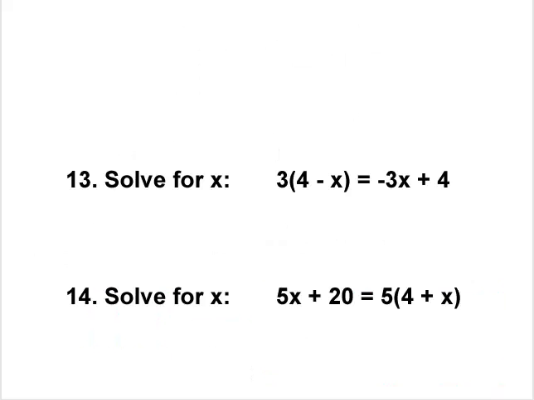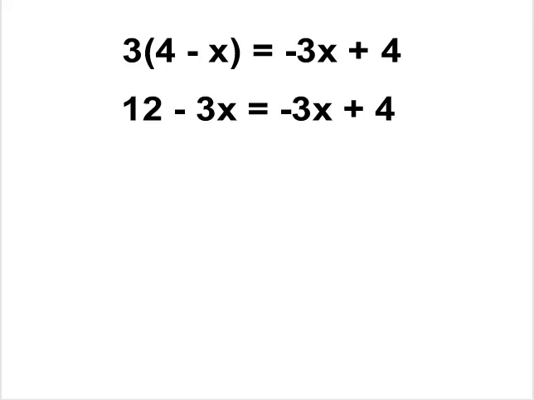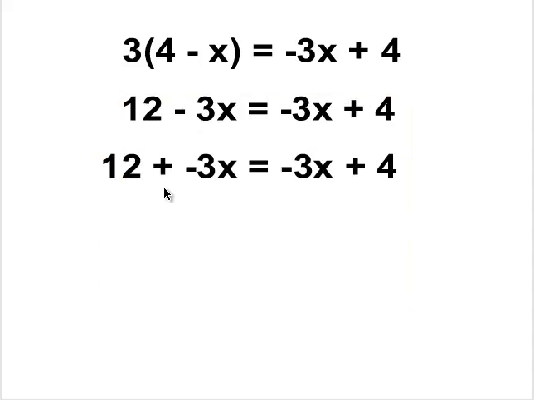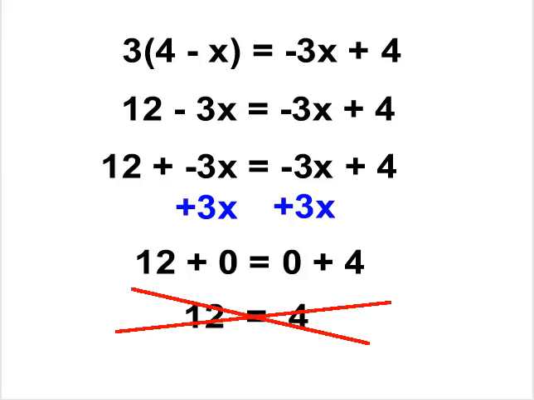Here's the second one. Okay, number 13, this one. So 3 times the parentheses, 4 minus x, close parentheses, equals negative 3x plus 4. You simply multiply out this side, and then you get 12 minus 3x. And I'm changing this minus 3x to plus a negative 3x. Now watch this. I'm going to add a positive 3x to both sides of the equal sign. These guys turn to 0, right? Any number plus its opposite is a 0. And I got 12 plus 0 equals 0 plus 4, and it becomes 12 equals 4, which is not true.